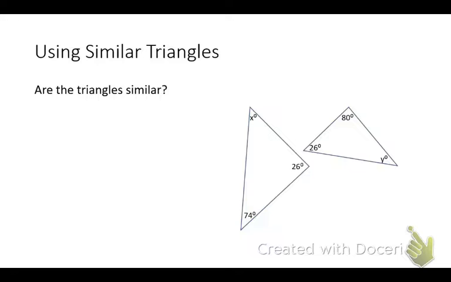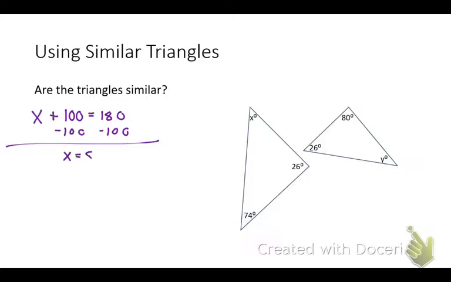All right, go ahead and work on that. So did y'all solve for X or Y? X. I solved for X. Okay, I solved for X, but if you solve for Y, you're still going to get a similar answer. 74 plus 26 is what? 100. Okay, so X plus 100 equals 180. Subtract 100 from both sides, and X equals what?